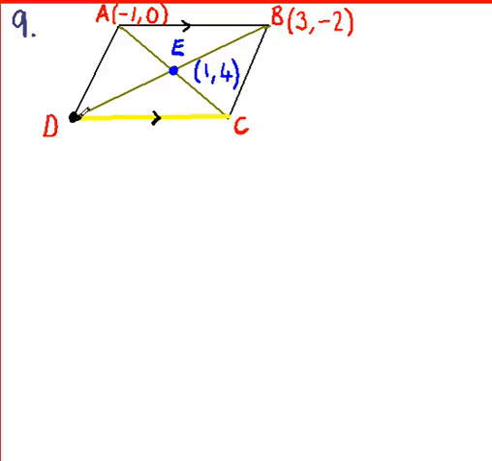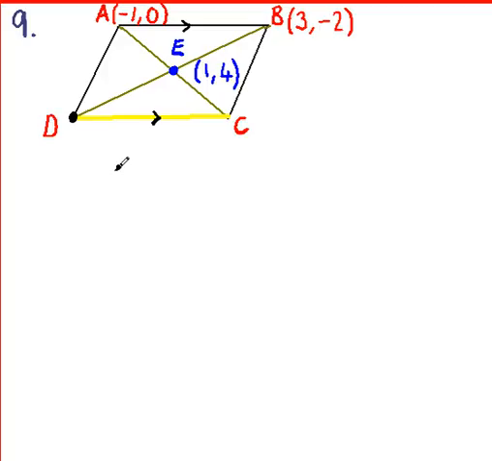I've highlighted that in yellow down at the bottom. So the question wants us to find the equation of this line here, DC. In order to find the equation of any straight line, we need the gradient of the line and one point lying on the line. So right now, we don't have any points on the line. And normally, if we want to find the gradient, we would need 2 points on the line.